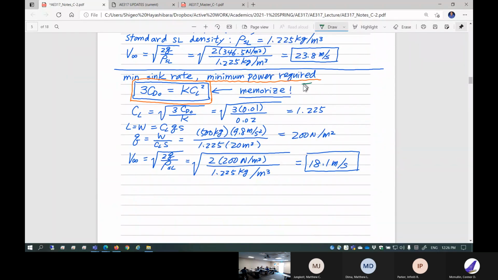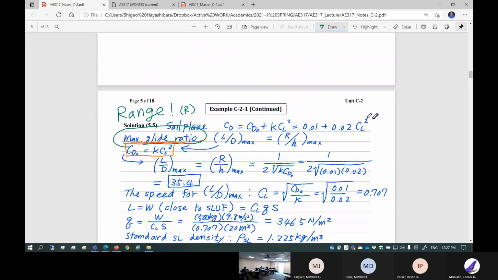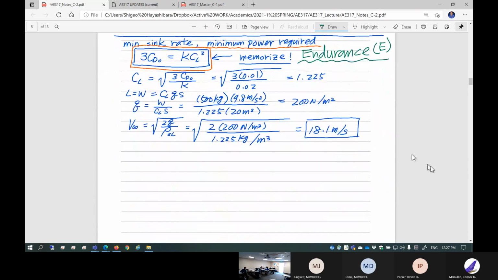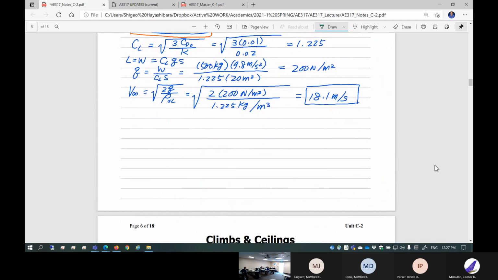Now, this is a discussion, however, this is actually endurance. Minimum sink rate is endurance. Endurance is E. Now, stay up in air for longer time is endurance. You want to fly as slow as possible. Now, sometimes the type of engine prohibits you to fly slower than certain speed, right? So that actually making you confused. So let's be careful about that. So this is the case that range and endurance if there's no engine, sailplane, okay?